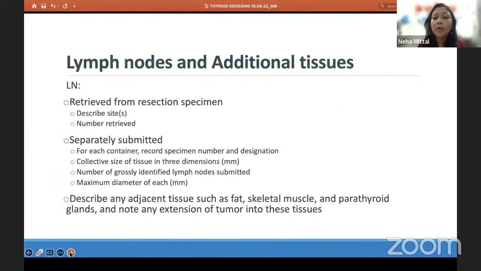Then, you cannot ignore the lymph nodes and additional tissues that have come with the thyroidectomy specimen. Lymph nodes, record them separately. For the ones retrieved from the resection specimen, describe the site and the number, and submit them separately. Record the collective size in 3 dimensions, grossly identified lymph nodes, the maximum diameter of each, and whether they are grossly involved or not. Also note adjacent tissues such as fat, skeletal muscle, and parathyroid glands, and any extension of tumor into these tissues.